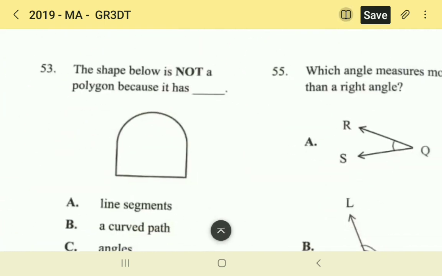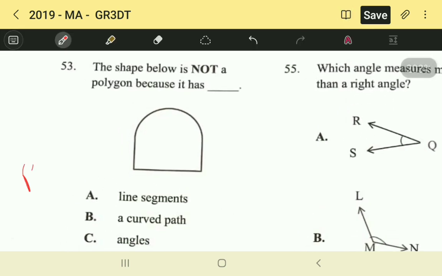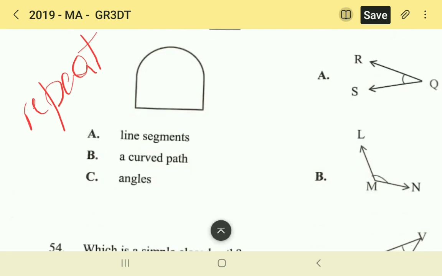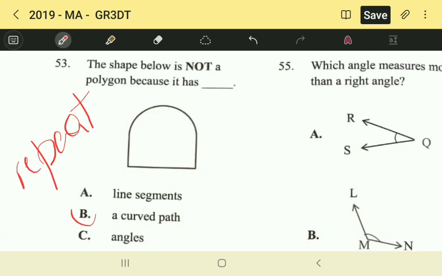Let's go down to 53. What's the word for this one? Repeat. This one is also a repeat item. R-E-P-E-A-T. Repeat. So, why is this not a polygon? Remember, we say a polygon is a plane figure formed by straight lines. So this is not a polygon because it has a curved path. See? It has a curved path, not making it a polygon. All polygons will have angles, so it can't be C. Polygons are made up of line segments, so it can't be A.